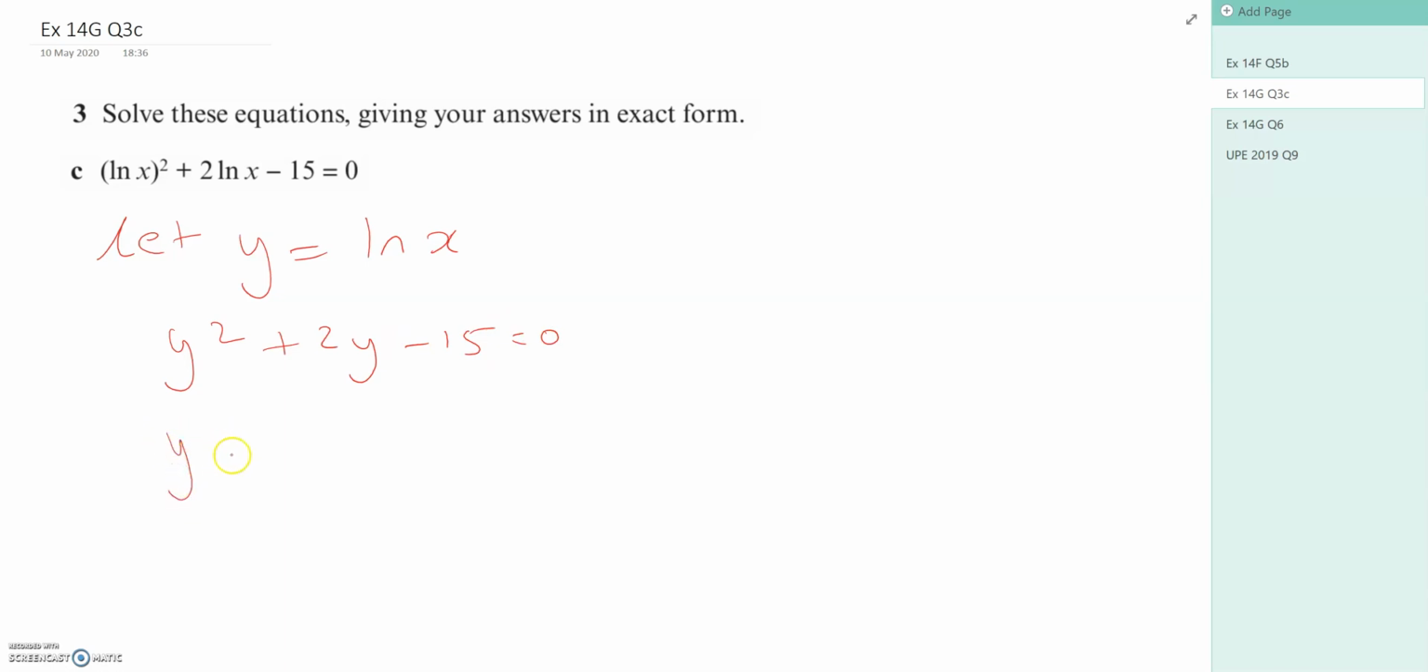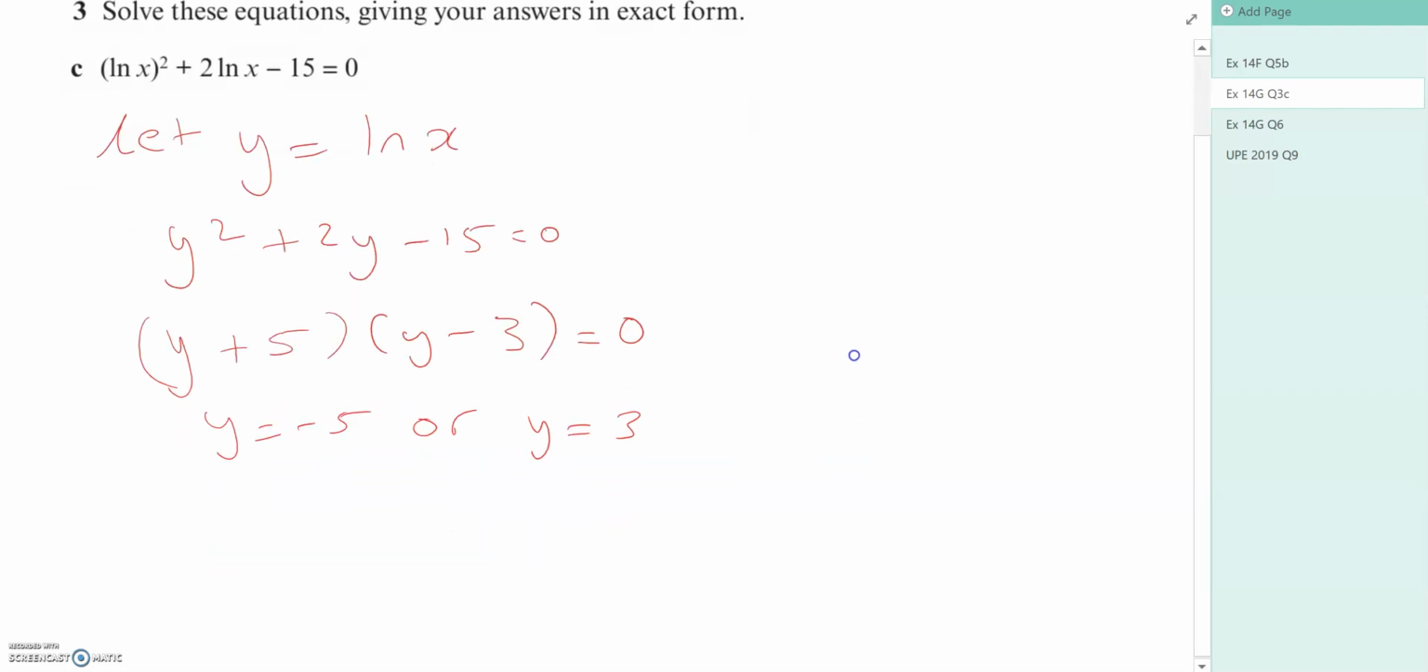And so we can now factorize this. And we're going to need a plus there. And so y equals minus 5, or y equals 3. But y wasn't what we were solving for. We were solving for x. So ln x, which was y, equals minus 5, or ln x equals 3.